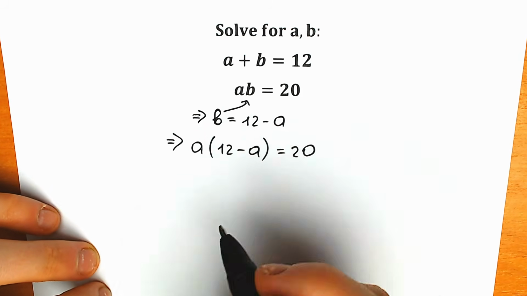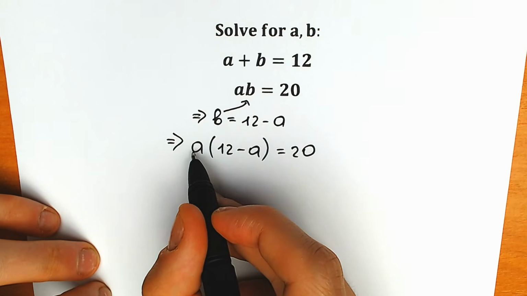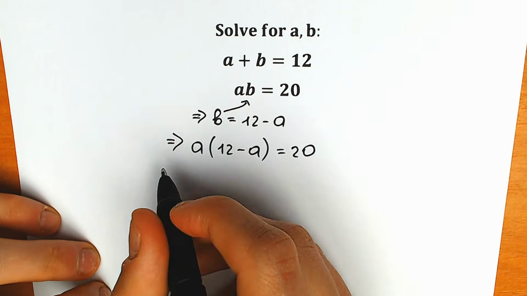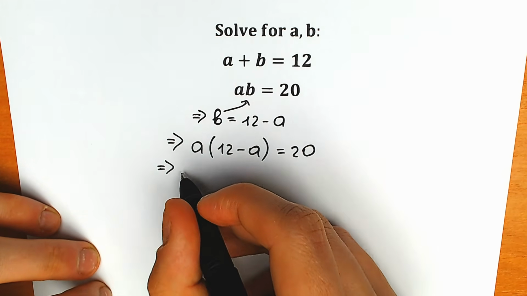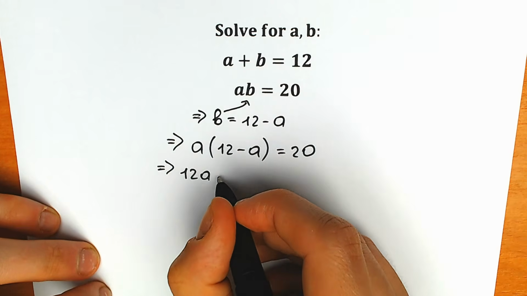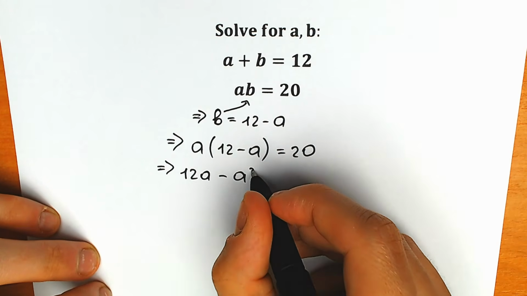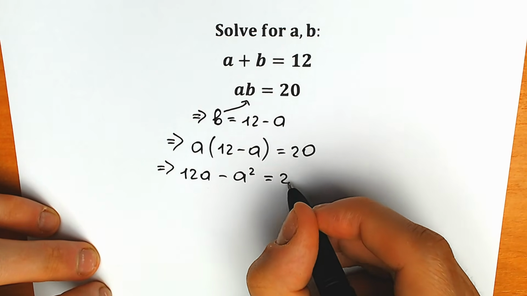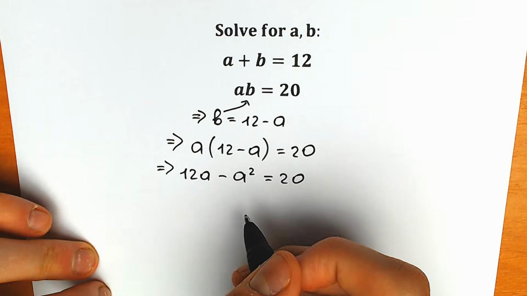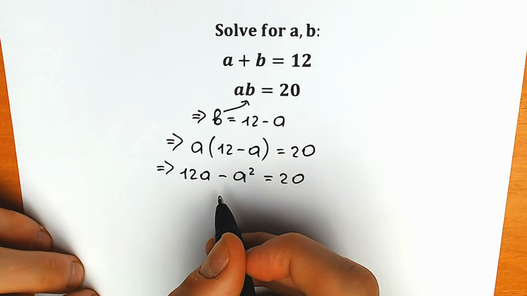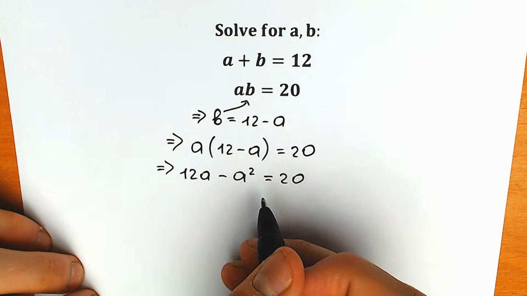And right now let's simplify this real quick. Let's multiply a by the parenthesis. So we have 12a minus a squared equal to 20. And if we look from a different angle, this is a quadratic equation. We have a square, we have a, we have coefficients.